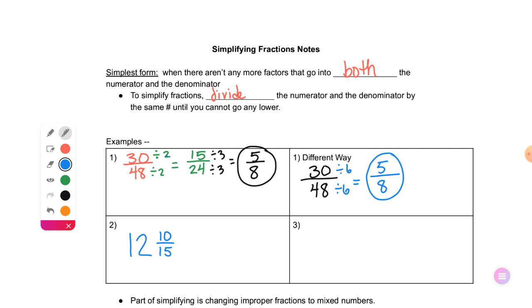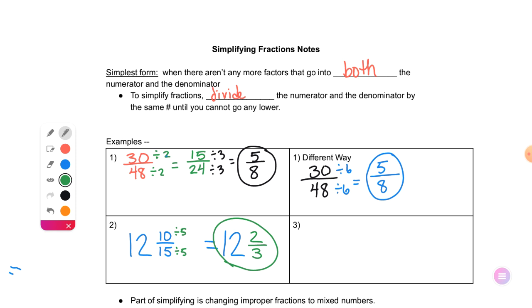When you have a mixed number, the whole number doesn't change. It does not disappear. So I'm going to write equals and put a big 12 over there so I don't forget it. Naomi, what's something that goes into 10 and 15? 5. So I'm going to divide them both by 5. And I would get 2. So 12 and 2/3 is in simplest form.